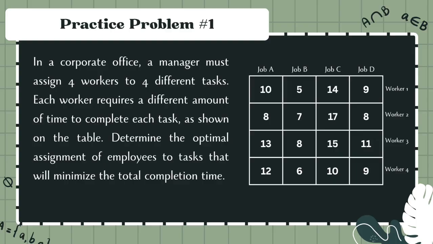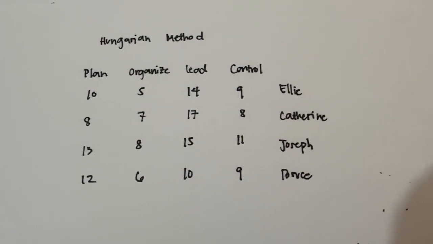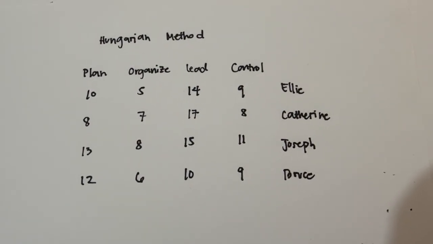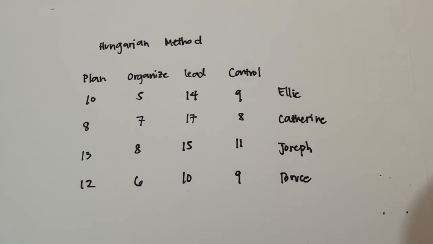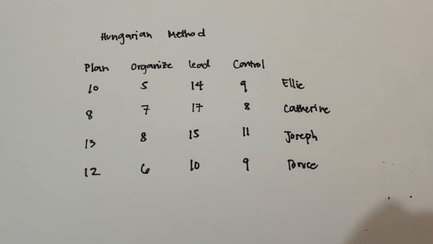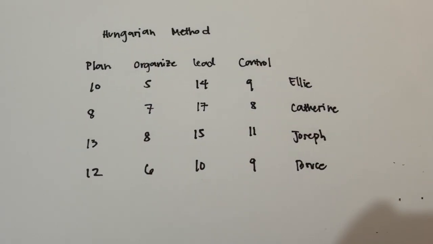Going back to the problem, in a corporate office, a manager must assign 4 teammates to 4 different tasks. Each employee requires a different amount of time to complete each task. Determine the optimal assignment of employees to tasks that will minimize the total completion time. To make this example easier to understand, we can contextualize. So let's say we have 4 employees, Ellie, Catherine, Joseph, and Bruce, and we have the 4 tasks to plan, organize, lead, and control. Note that we are using the same numbers. We're just replacing the names and the tasks so that it's easier for you to understand.